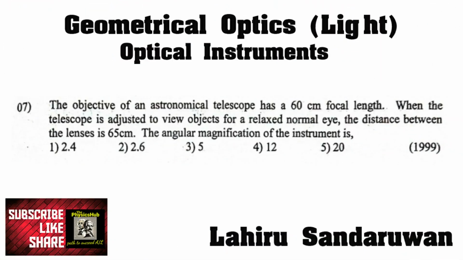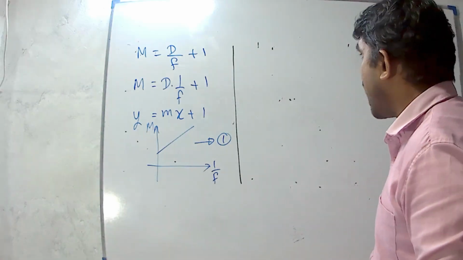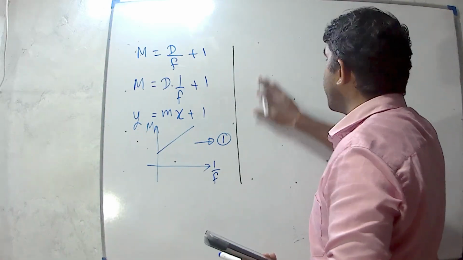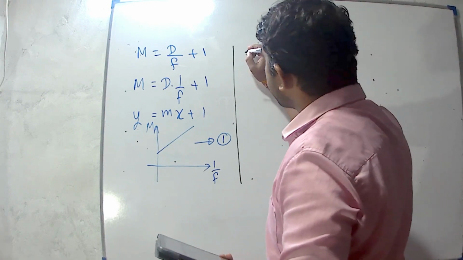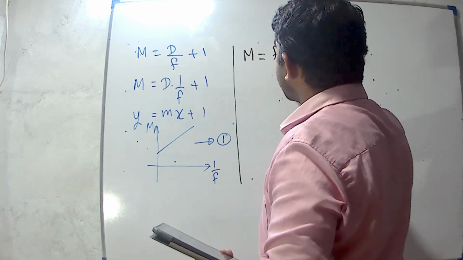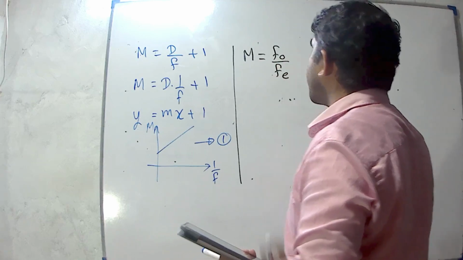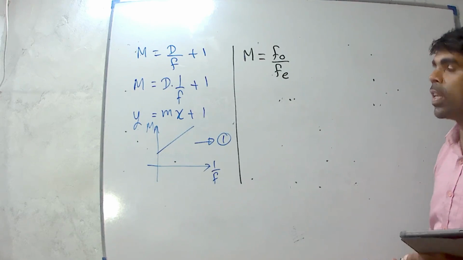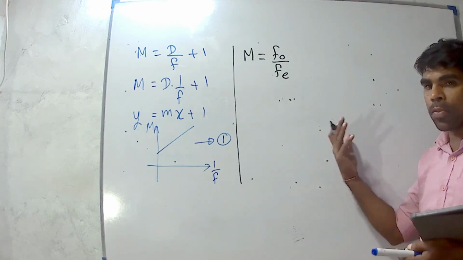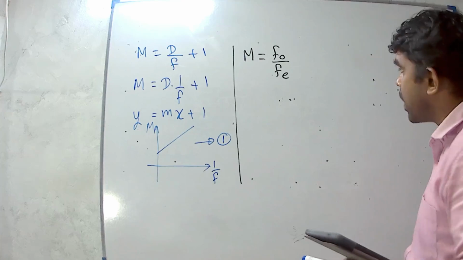Answer is 1. The objective of an astronomical telescope has 60 centimeters focal length. When the telescope is adjusted to view objects with relaxed eye, normal adjustment, the distance between the lenses is 65. The angular magnification of the instrument is. We know that for the relaxed eye, the final image should be formed at infinity. It is normal adjustment of the telescope. Then angular magnification is F0 divided by Fe, focal length of objective lens divided by focal length of eyepiece lens.